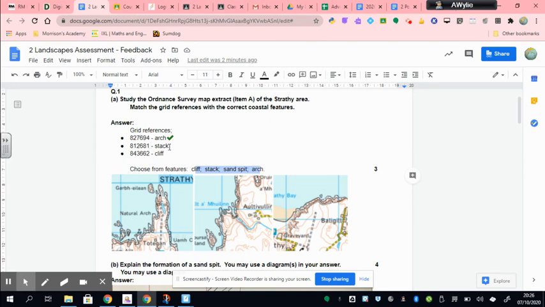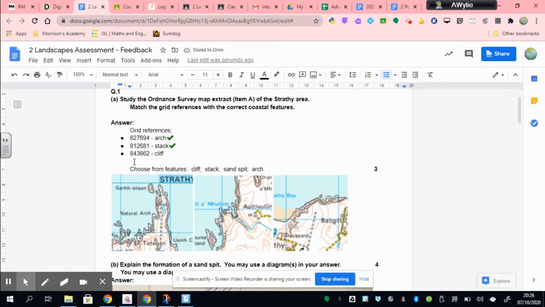812681, if you got your precise map reading, would have taken you to this small little rock just off the coast, right there above the top arrow. Okay, and a rock lying off the coast, just like this one down here, that would be a stack. So if you'd written stack for that, that is what you would have got.